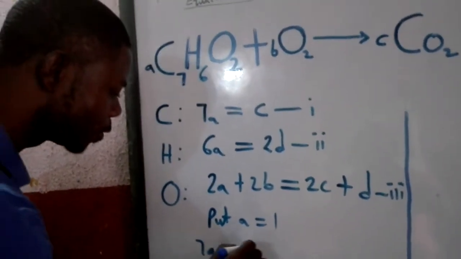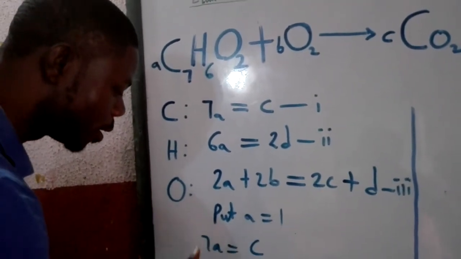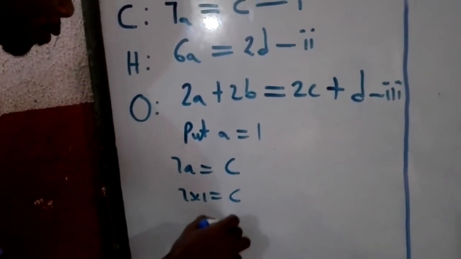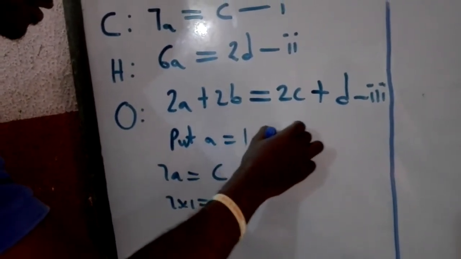7A is equal to C. Now A is 1. 7 times 1 is equal to C. Now C is equal to 7. So you have C to be 7.